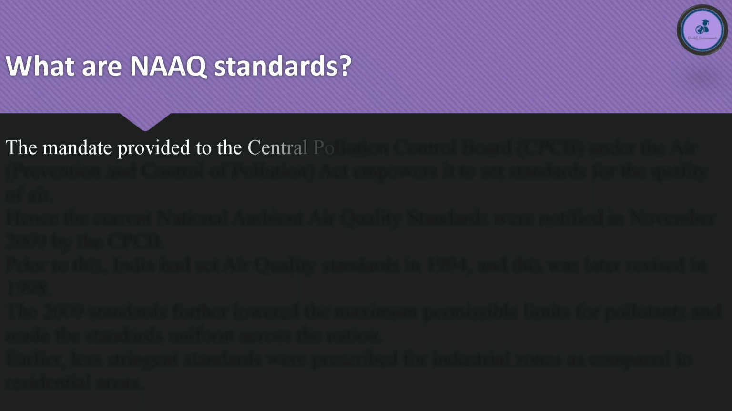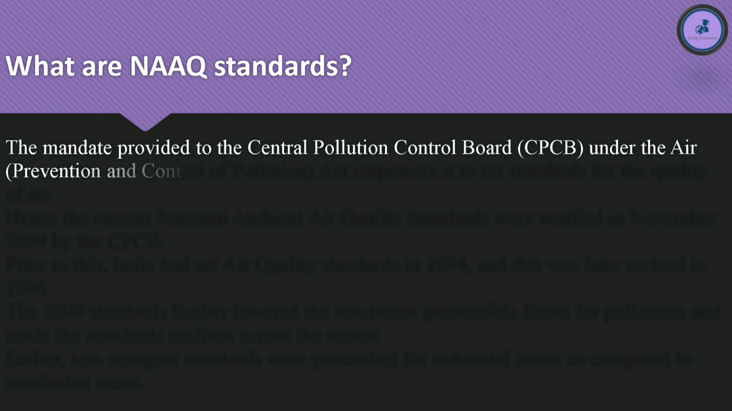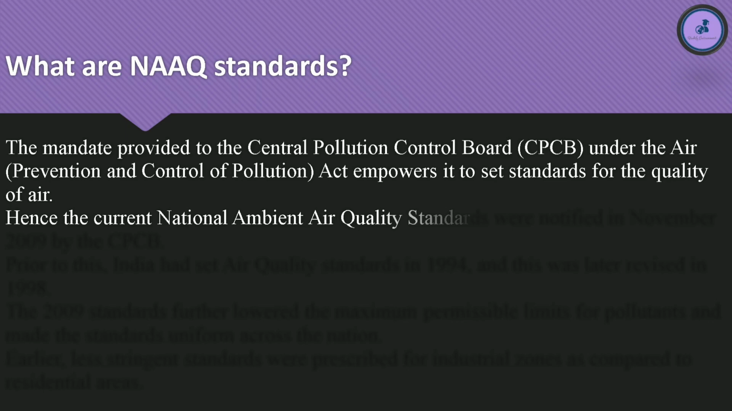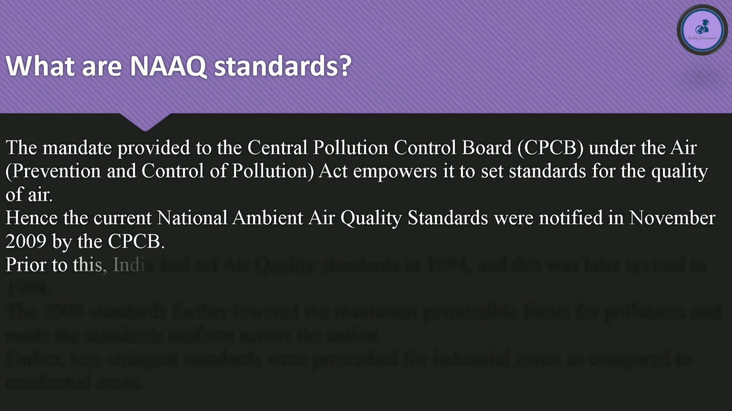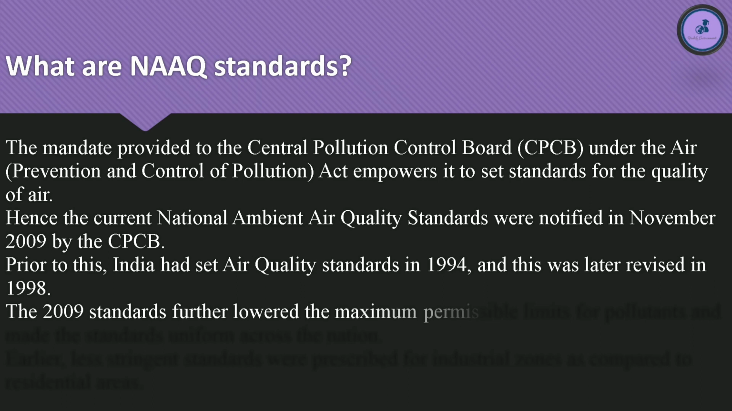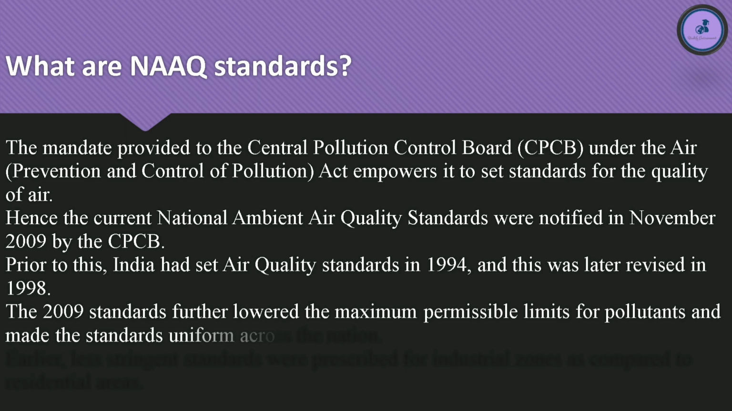The mandate provided to the Central Pollution Control Board, that is CPCB, under the Air (Prevention and Control of Pollution) Act empowers it to set standards for the quality of air. Hence, the National Ambient Air Quality Standards were notified in November 2009 by the CPCB. Prior to this, India had set air quality standards in 1994, and this was later revised in 1998. Then, in 2009, the standards further lowered the maximum permissible limits for pollutants and made the standards uniform across the nation or country.